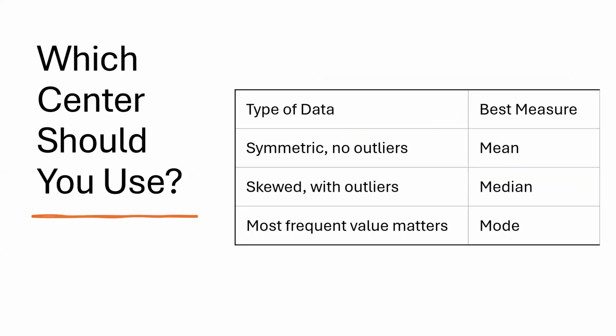So when should we use the mean? When should we use the median? And when does the mode matter? Let's look at some examples from everyday life and make the differences more concrete.